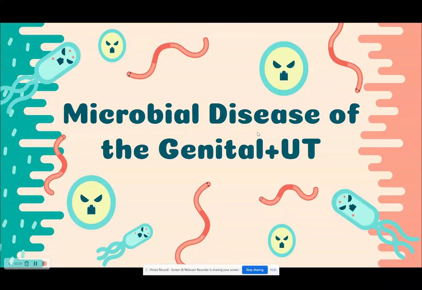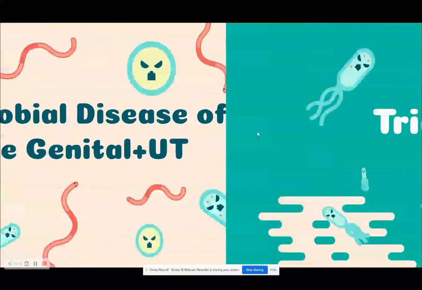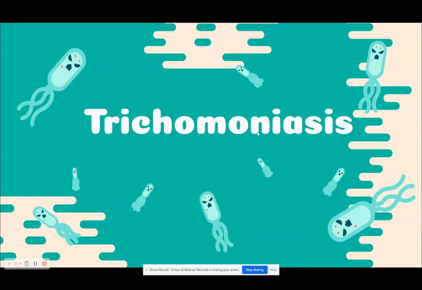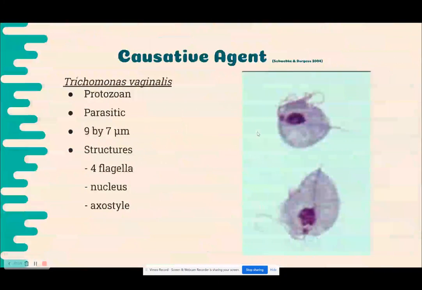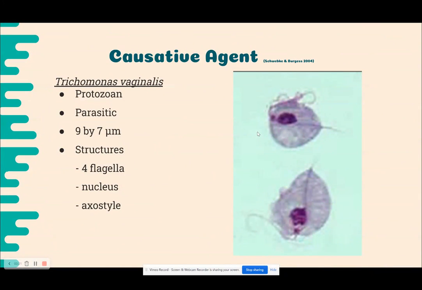Folks, and welcome to our presentation on microbial diseases of the genital and urinary tract. Today we're going to be kicking off our discussion about these diseases by talking about trichomoniasis, or trich for short. Now, the cause of this agent is Trichomonas vaginalis.